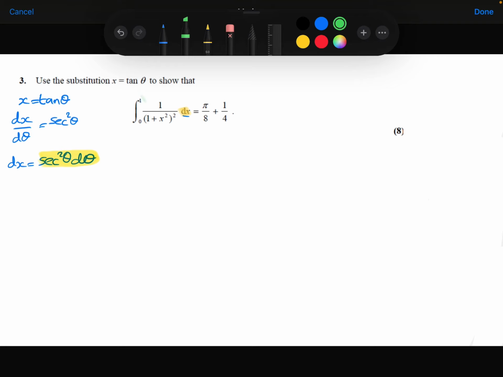Now let's deal with the limits. So when x equals 0, we'll have 0 equals tan theta. And so if I do tan inverse on 0, I find that theta is 0. When x equals 1, I'll do 1 equals tan theta. And when I do tan inverse of 1, I'll get pi over 4. So that's my upper limit.